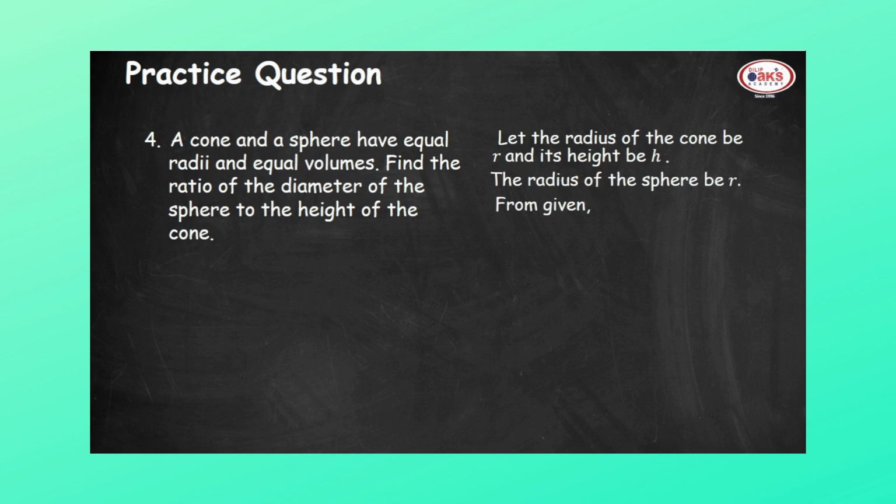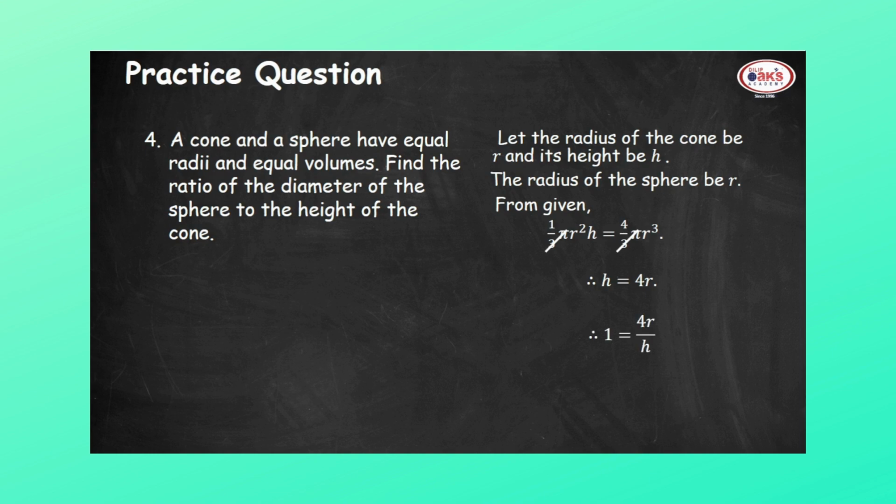So from the given, what we can conclude is volume of sphere, which is 4/3 of pi r cube, is the same as volume of a cone, which is 1/3 of pi r square h. So from both sides, pi by 3 gets cancelled. Even you can see there is r square on the right side, there is r cube on the left side. So r square gets cancelled and we get the conclusion that h is equal to 4r.